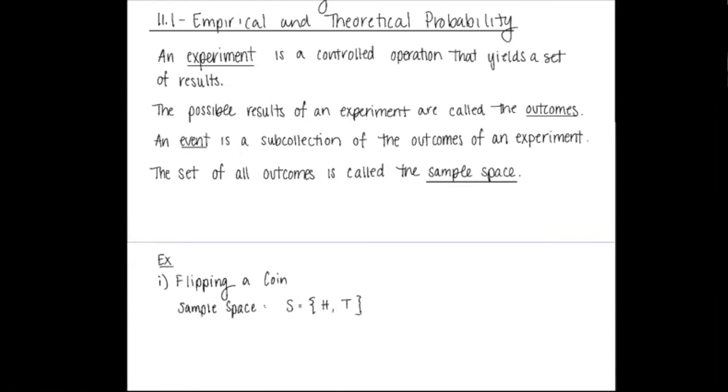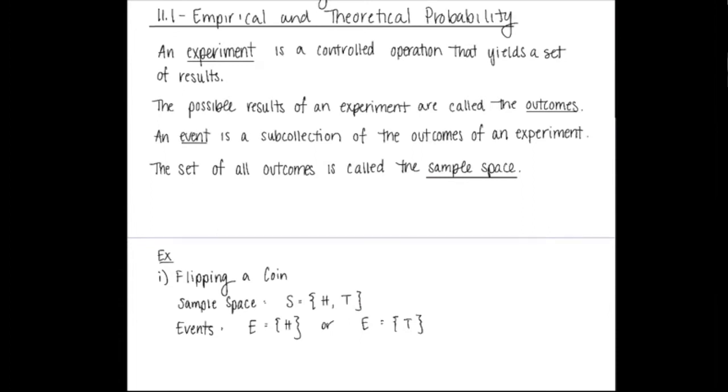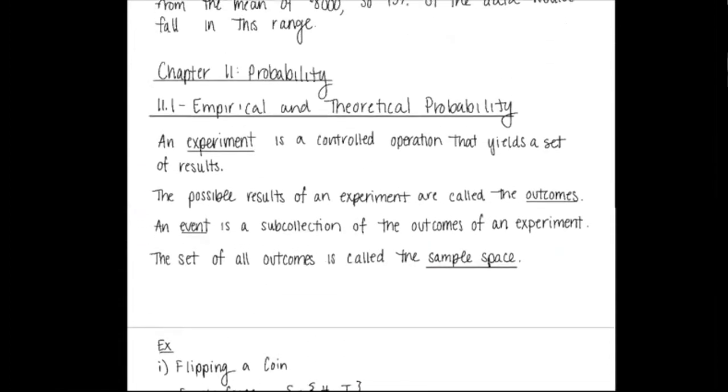You are flipping a coin once. So we have two different events that could occur. Usually we use E for the event. Your event could be you get a heads, or your event could be you get a tail. So it's a sub-collection or just a smaller portion of that sample space.